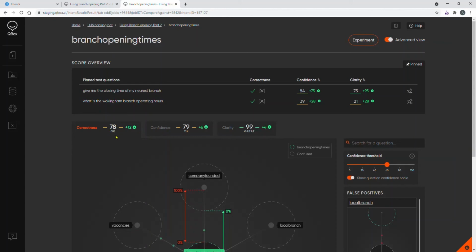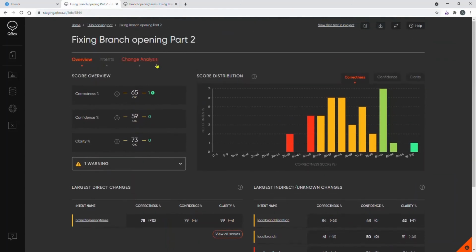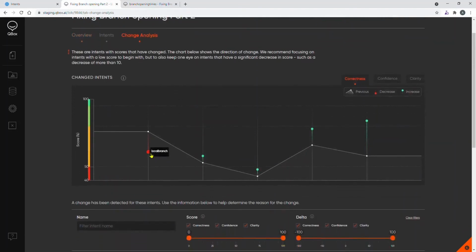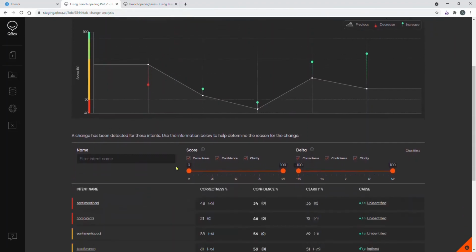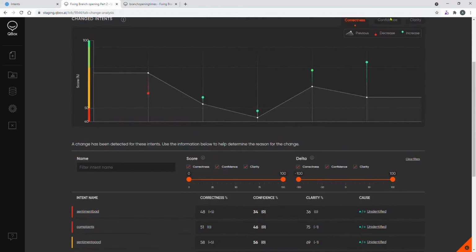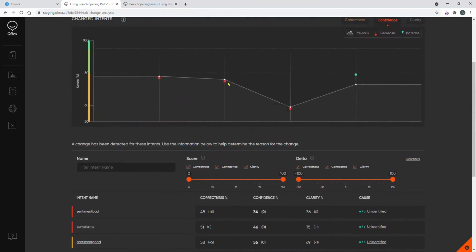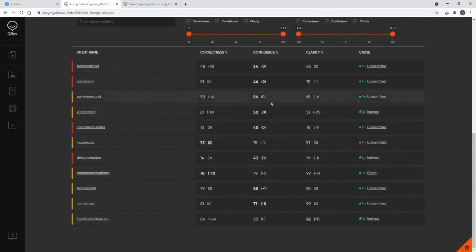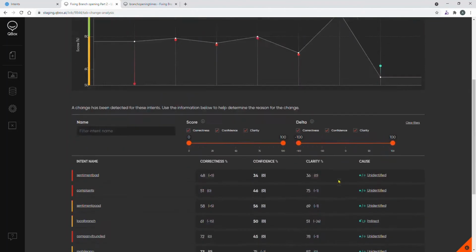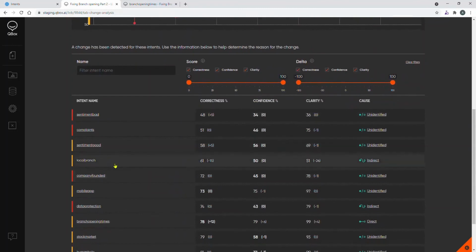Last thing we need to do is go to the Change Analysis tab to check on those regressions. So we have one intent that has significant regression to its correctness, and it's my local branch intent, and we can see from the list that there's a 15% decrease. So yeah, that is quite a significant decrease. On confidence tab, we have 3 intents in red, but the regression is only 1% on all of those. And for clarity, there's a few minor regressions and one significant one. And if I look at the list, again, it's a local branch intent.